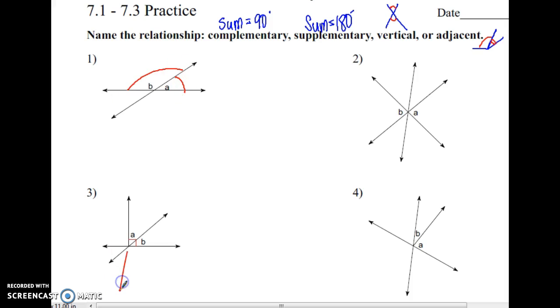see a few things. First thing I see is that they are touching. They share this side in between them. The second thing is that together they form a straight line. So I see this straight line here formed by both of those angles together. So therefore these angles are adjacent, but they are also supplementary. They're supplementary because they form a straight line.